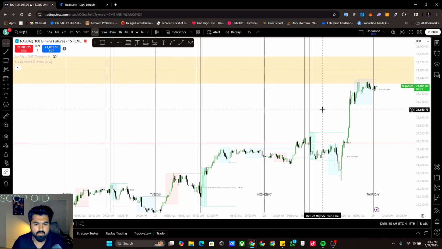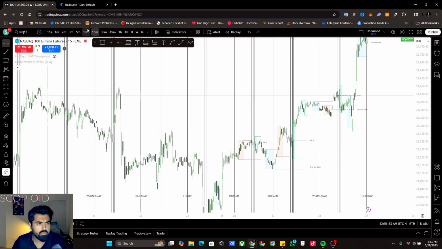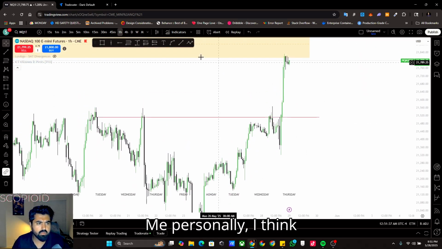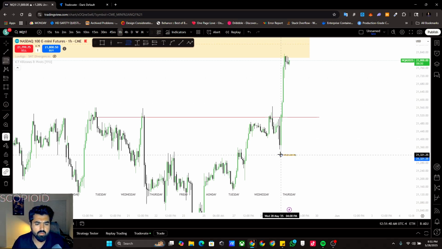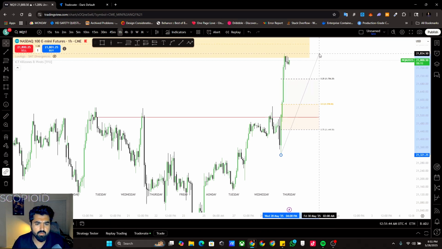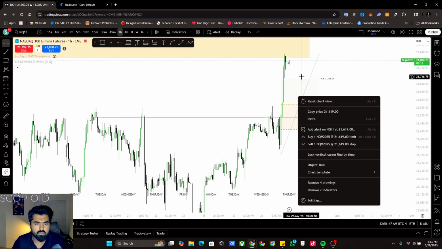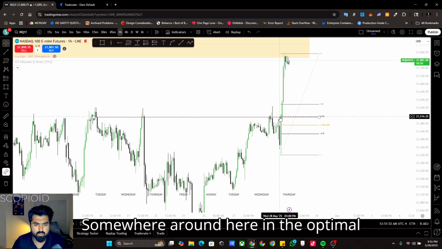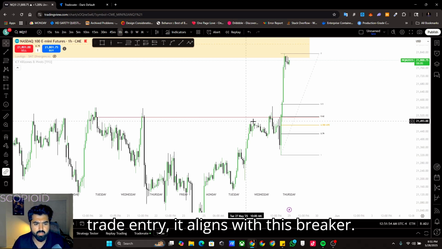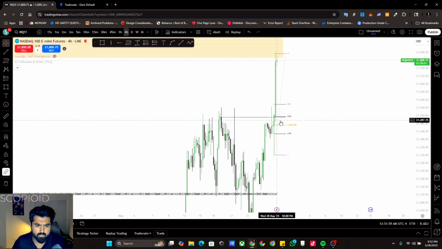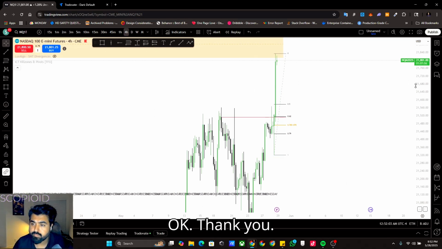Okay. Me personally, I think I would see a retracement here. Somewhere around here in the optimal trade entry, it aligns with this breaker. So I might see that. Look at this. Okay. Thank you.